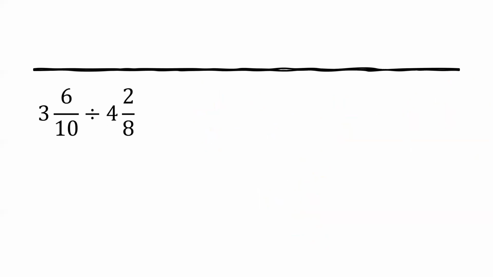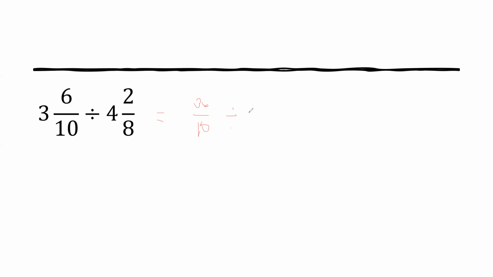Let's have this last one for division. So let's change that first into improper fraction. Pareho muna natin papalitan, ha? Okay. 3 times 10, 36/10 po. That will be 36/10. That's correct.